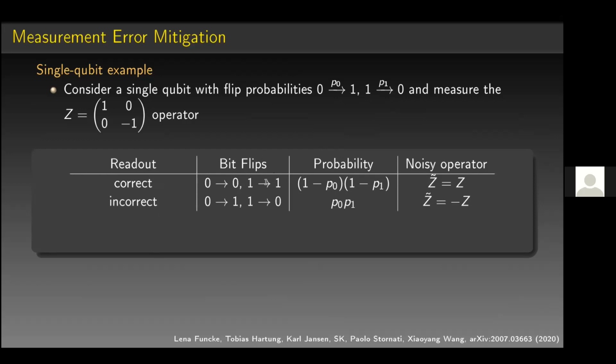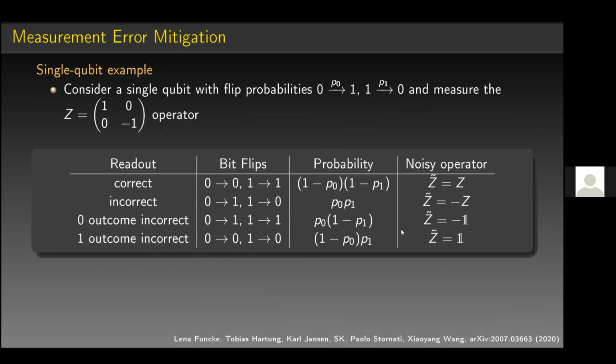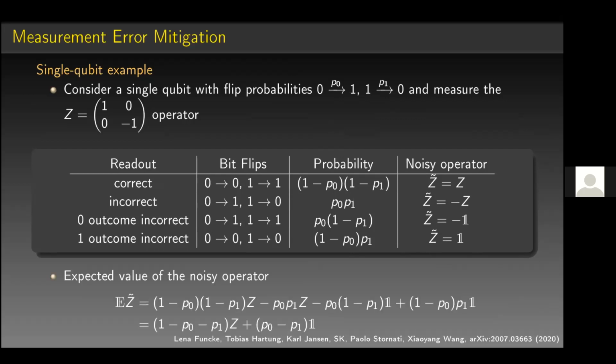It could happen that I record both cases incorrect. So basically, I just exchange the basis states. This would happen with probability P0 times P1. And this would just correspond to measuring the negative of Z. Similarly, it could be that just outcome 0 is recorded incorrectly. So basically, this would mean I always get the 1 state, and the 1 state has a -1 eigenvalue. So my effective noisy operator would be a -1. And similarly, the 1 outcome could be recorded incorrectly. So the 1 is flipping and going to 0. In that case, my noisy operator would be just the identity.